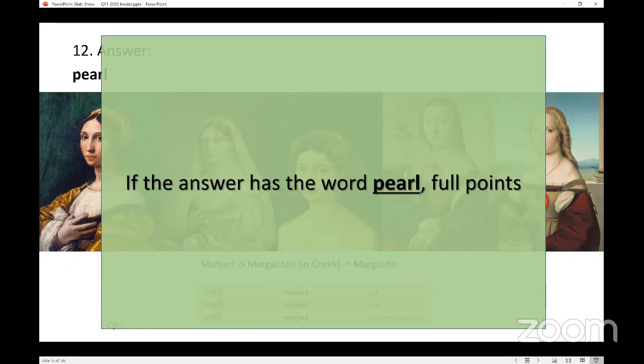So if the answer has the word pearl, you get full points. Nothing else gets you points. Necklace, jewel, gemstone, that doesn't cut it. It needs to be pearl.